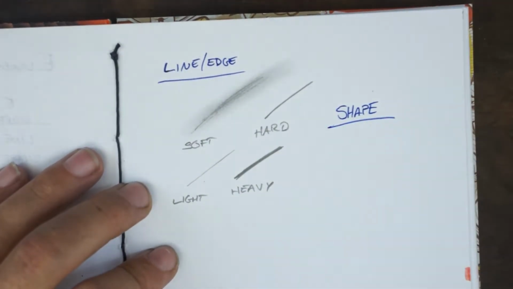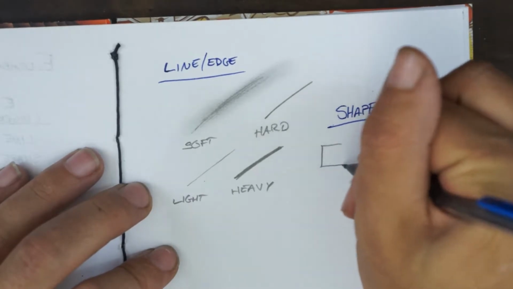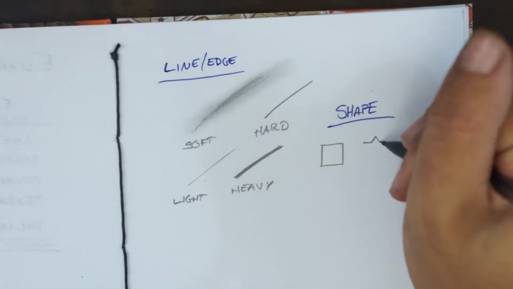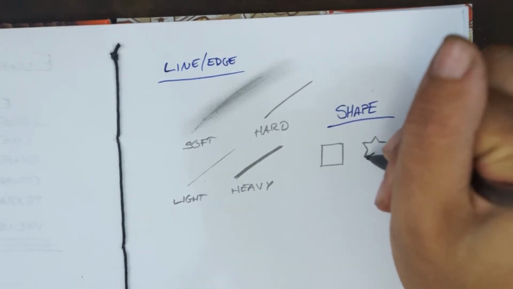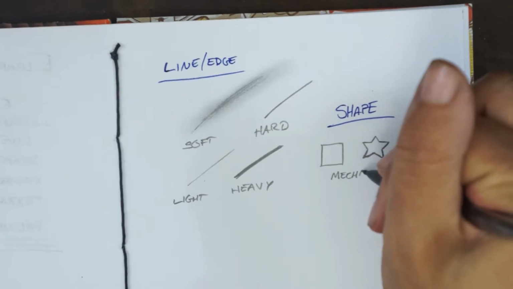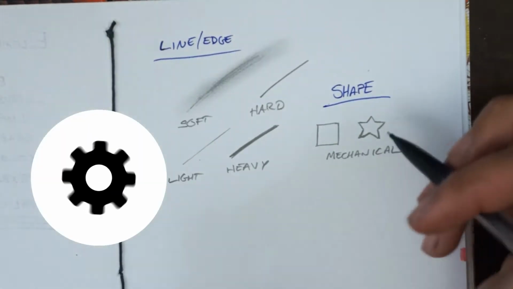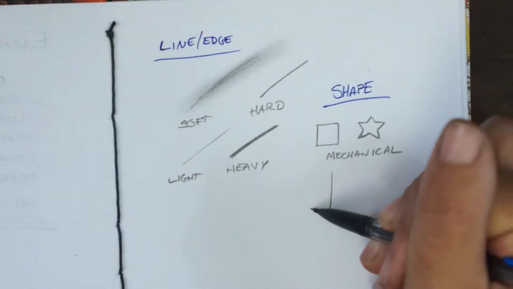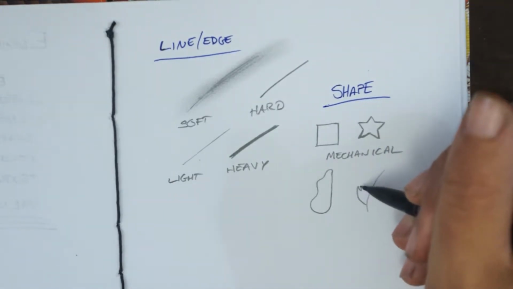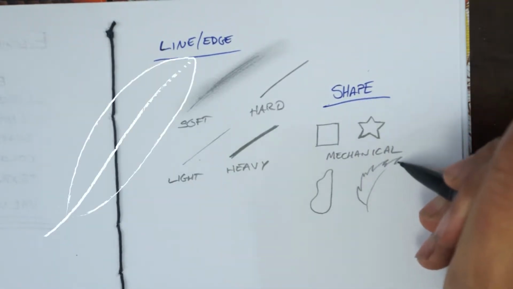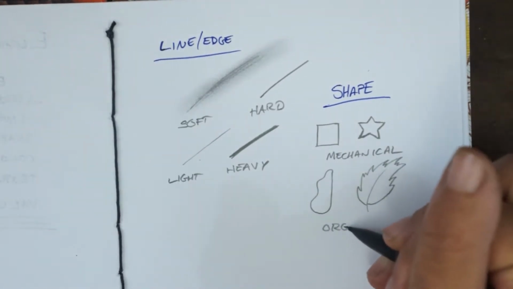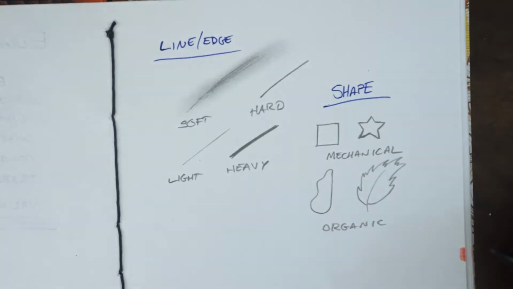Now, our next element is shape, and there are 2 different kinds, mechanical and organic. Mechanical shapes usually have straight edges with definable angles like a square or star. It can also be a circle or an ellipse. When you think of mechanical, just think of machine because it usually takes some kind of tool to make a mechanical shape. An organic shape or form is usually irregular or asymmetrical. These shapes are associated with things from nature like plants and animals.